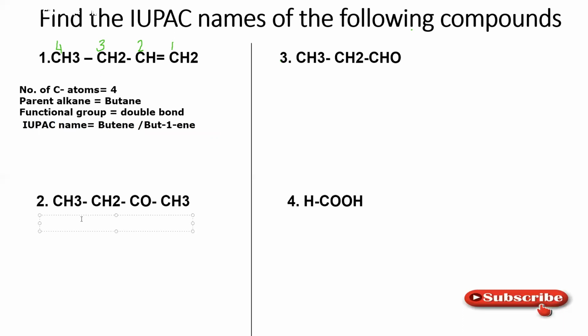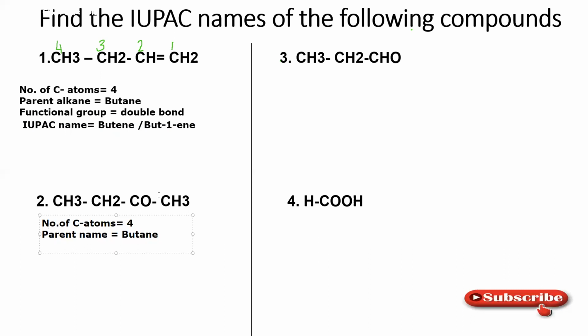Now, let us solve the second question. First, we have to count the number of carbon atoms. Here also, 1, 2, 3, 4 carbon atoms are present. So, what is the parent name? For 4 carbon atoms, the parent name is butane.